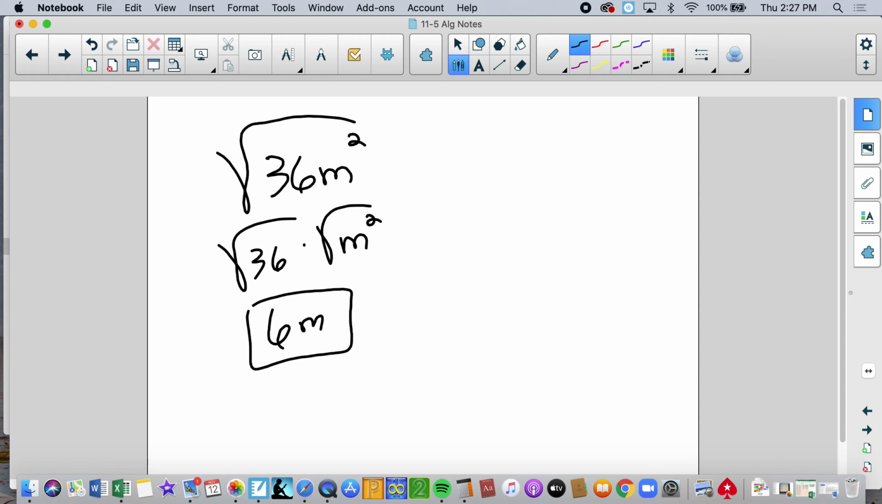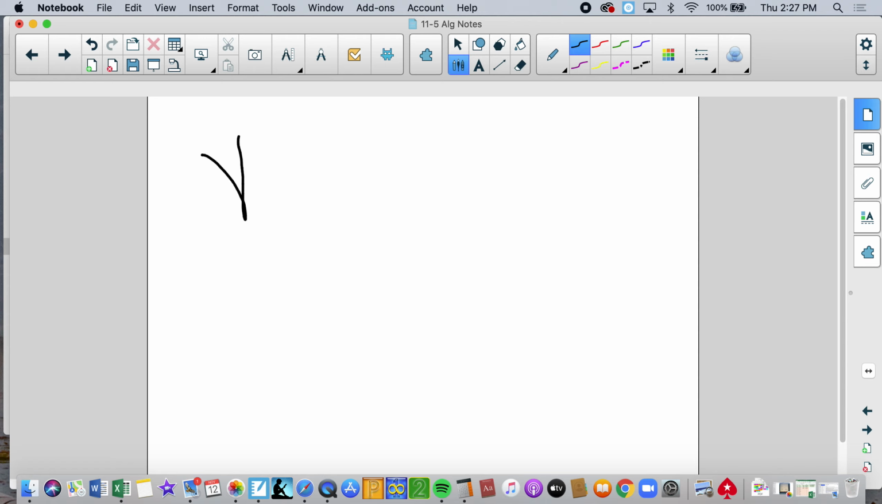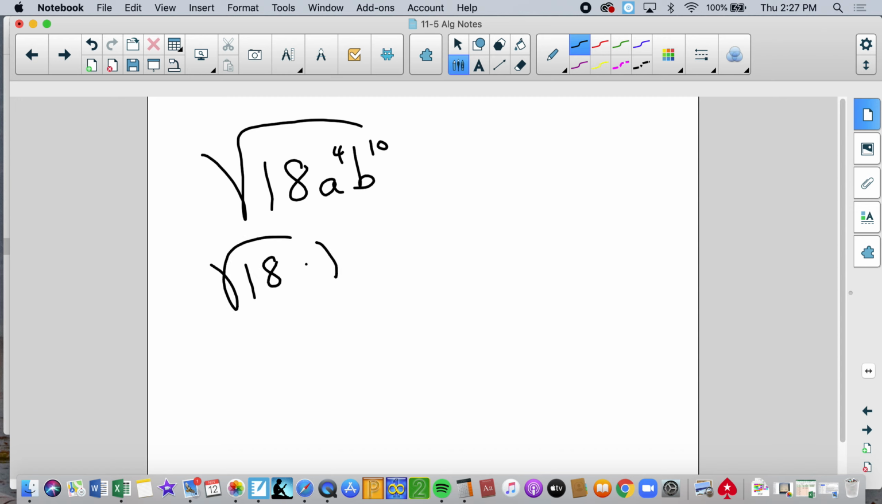So when we get radicals with constants, we're going to separate them from the variables and treat them in a different manner. What if I have the square root of 18, a to the fourth, b to the tenth? Woo. So I'm going to separate rad 18, a to the fourth, and b to the tenth. Rad 18, I'm going to break into rad 9, rad 2, which becomes 3 rad 2.